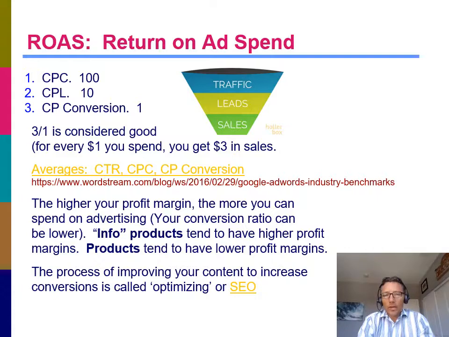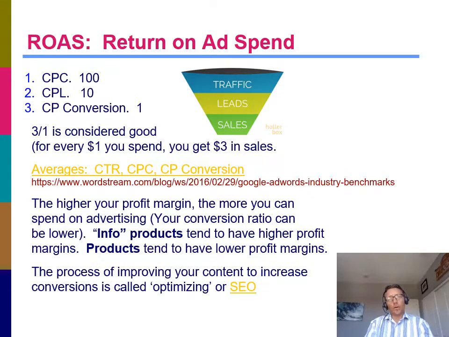The yellow link there and the red URL beneath that will show you some averages for your click-through rates, your cost per clicks, and your cost per conversions for different industries. So you can check that out and see which ones are super expensive and which ones are not.